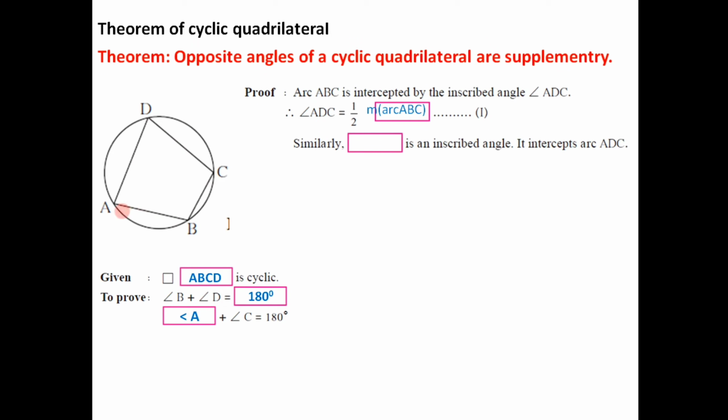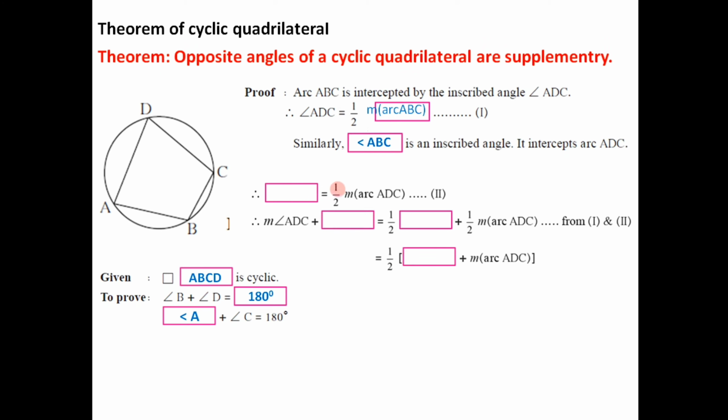Similarly, there is another angle, ABC, which is an inscribed angle and it intercepts arc ADC. That's why we can write angle ABC is also an inscribed angle and it intercepts arc ADC. The same theorem should be applied here to write angle ABC is equal to half of the measure of arc ADC. We will call this equation number 2 and the first one equation number 1.